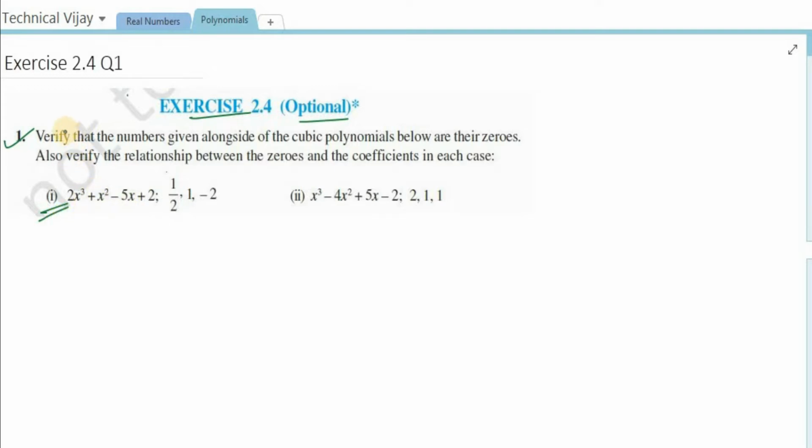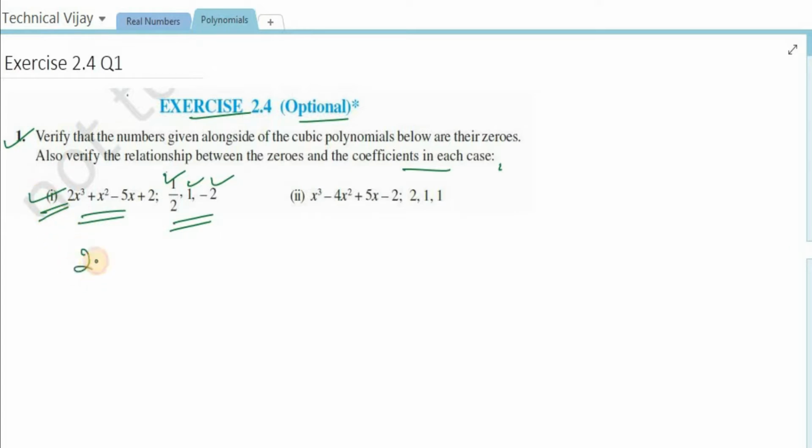So here what he has given: verify that the numbers given alongside the cubic polynomials below are their zeros, meaning this and this and this are the zeros of this polynomial, and also verify the relationship between the zeros and the coefficients in each case, that we have solved in exercise 2.3 also. This is a cubic polynomial. So now we will take the first portion.